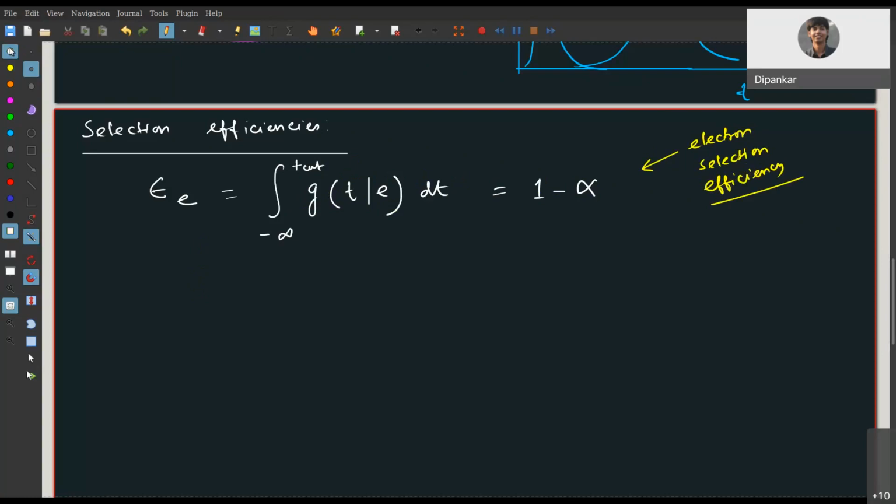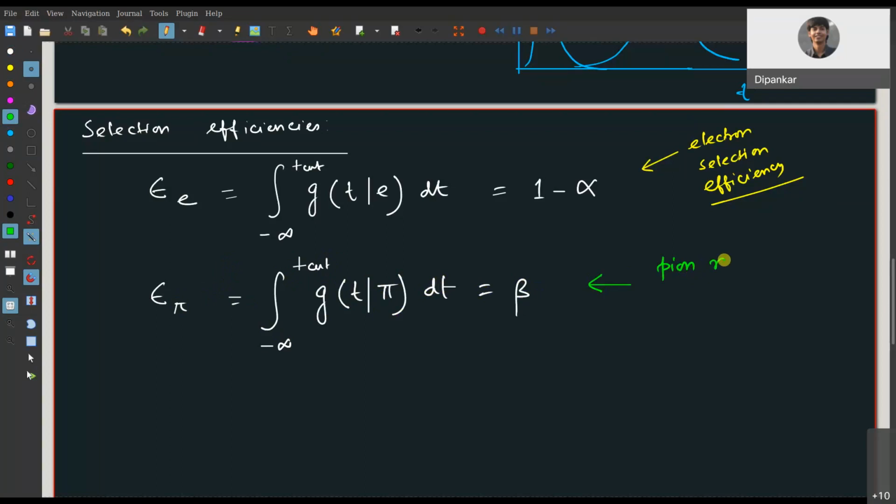And then there is another thing that you can define, which is called epsilon pi, the integral from minus infinity to t cut of g(t|pi) dt. So this is simply beta, and this is basically the pion rejection efficiency. Now you see there is a basis for choosing your t cut.